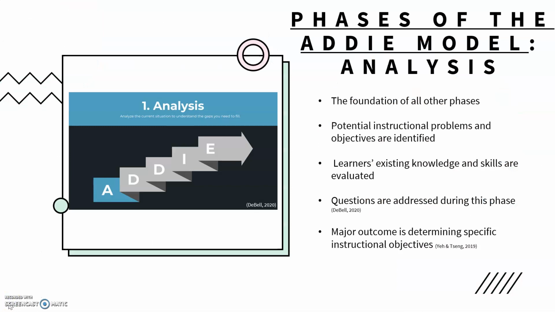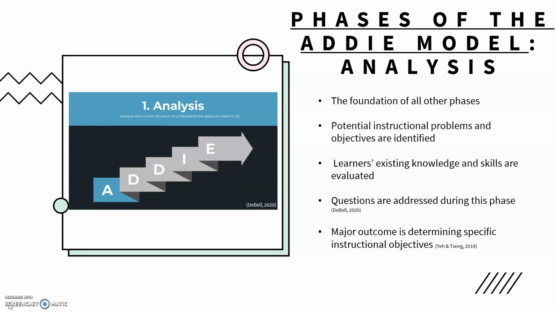The analysis phase is the foundation to all the other phases found within the ADDIE model. During this phase, potential instructional problems and objectives are identified and learners' existing knowledge and skills are evaluated. During this phase, those who are involved in the instructional design will ask questions such as, who is the audience and what are they like? And what is the problem that needs to be solved?